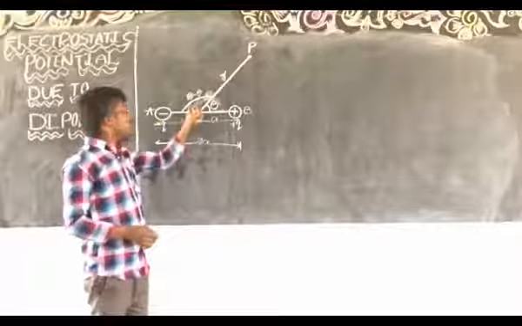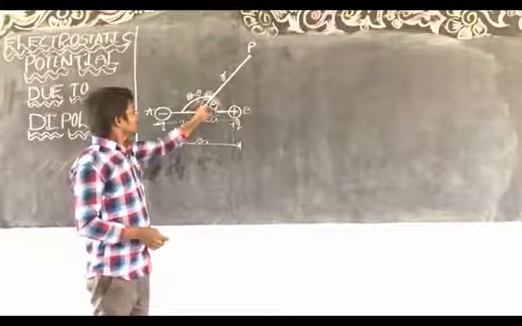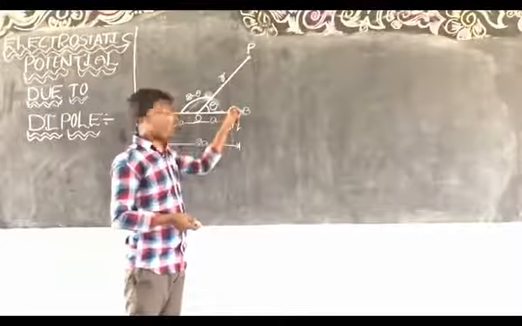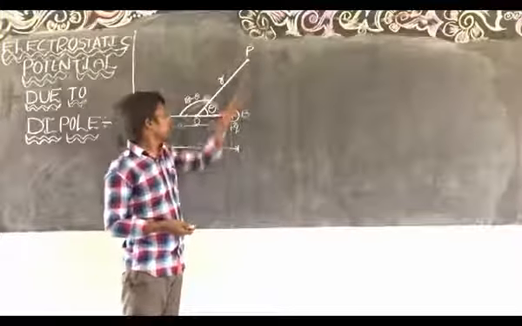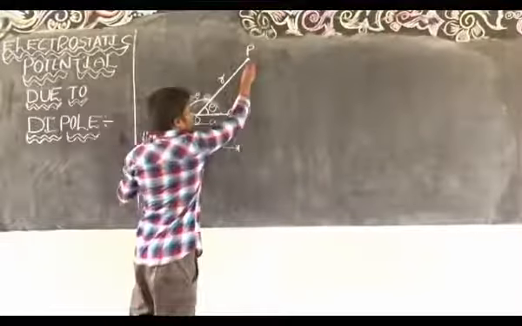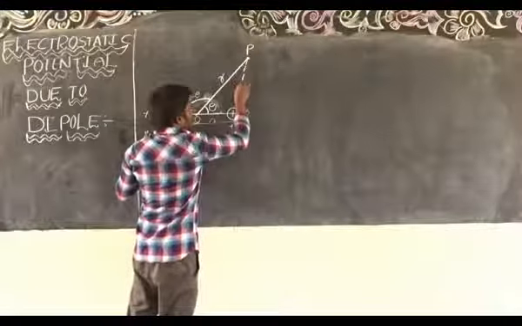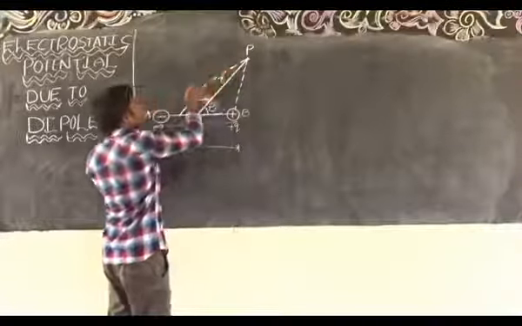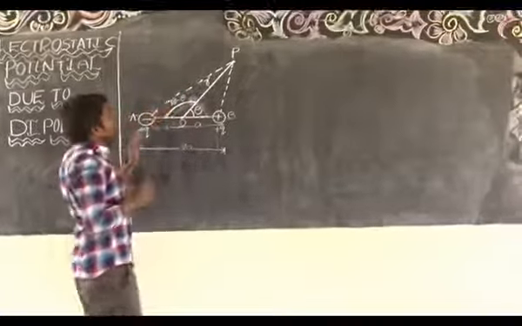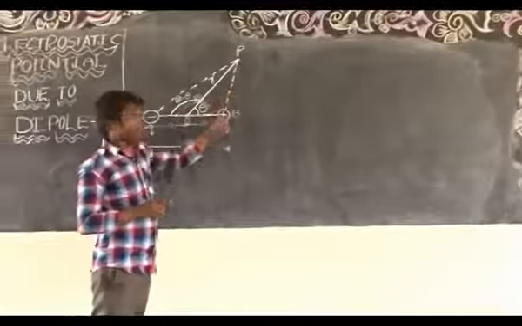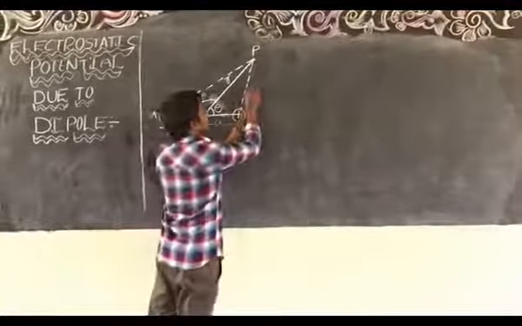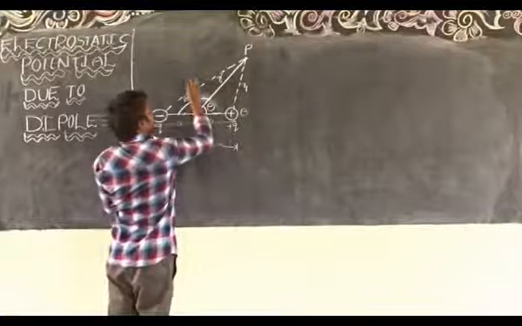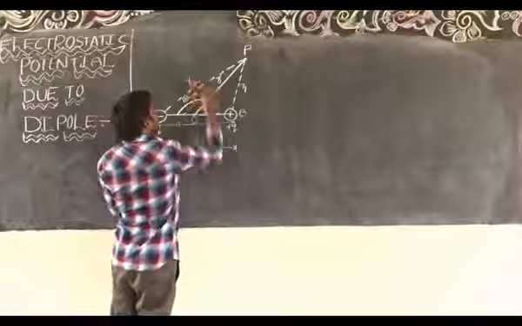So this is theta and this is 180 minus theta. After that, from this point P, you should draw some imaginary lines to point B and point A. I am drawing some imaginary lines. This is an imaginary line from point P to B; this distance I am giving as R1. This distance is R2.